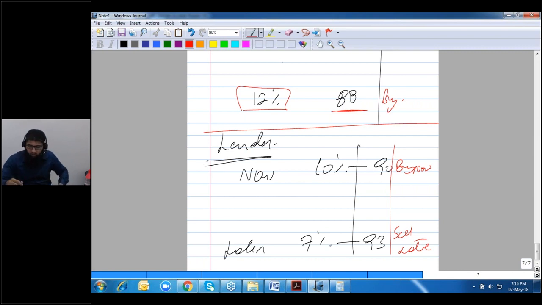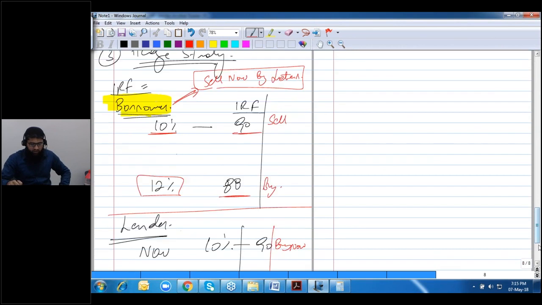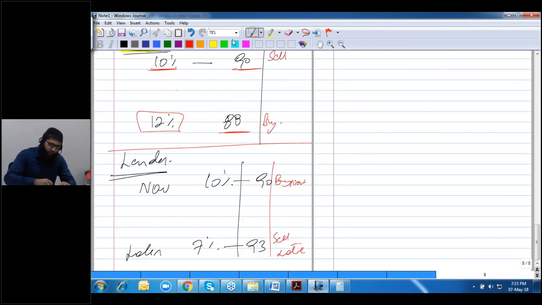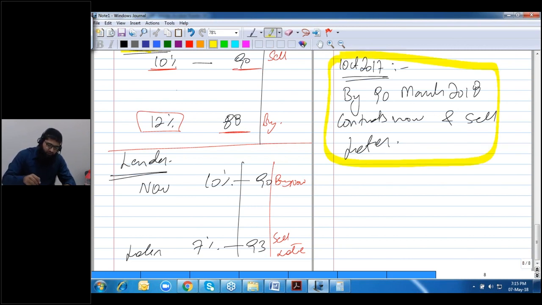So in this scenario, our overall strategy is going to be our hedge strategy. Since we are a lender, our strategy is going to be buy now, sell later. So we're going to sum up the construction of the futures hedge by saying that on 1st of October 2017, you are going to buy 90 March 2018 contracts now and sell later. This sums up the overall hedge construction for this question.